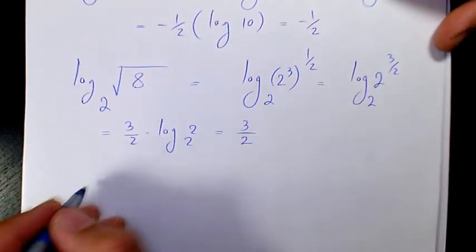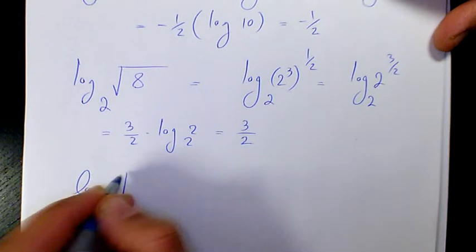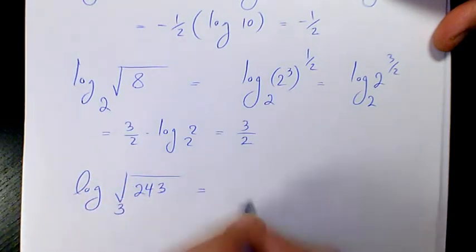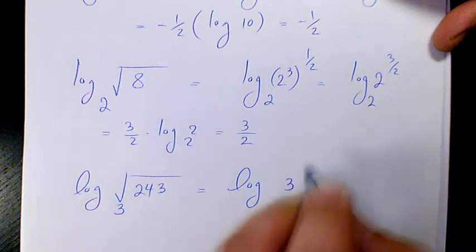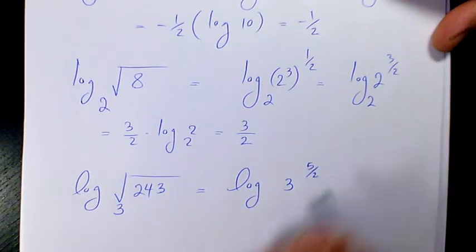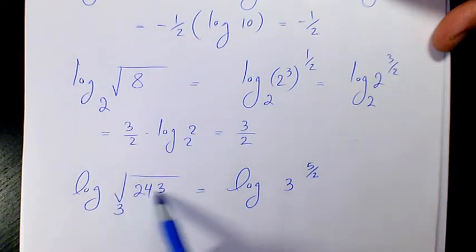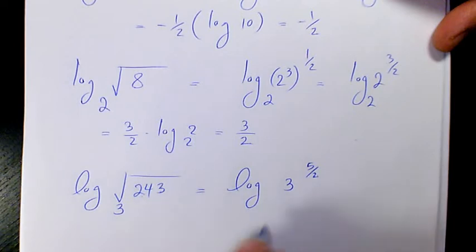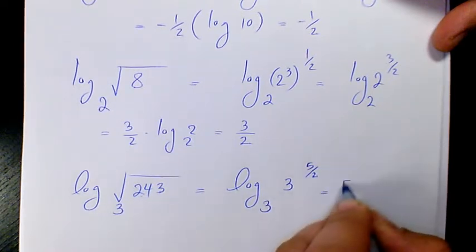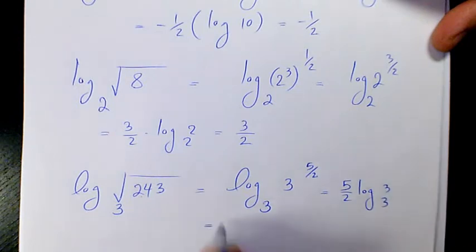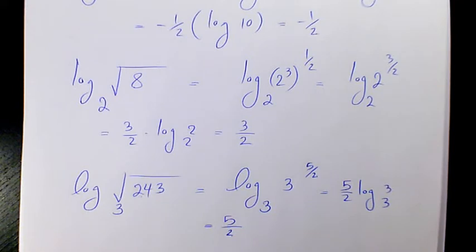Next one, log square root of 243 base 3 is going to be log 3 to the power of 5 over 2. It is basically 5 times 1 over 2. 1 over 2 is the square root, and 243 is going to be 3 to the power of 5. So that's going to be 5 over 2 times log 3 base 3, which is going to be 1. The answer is going to be 5 over 2.